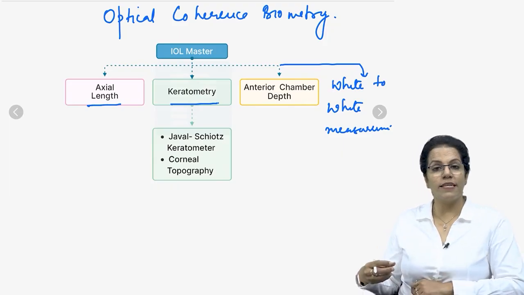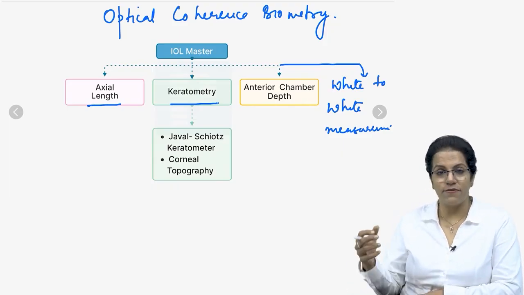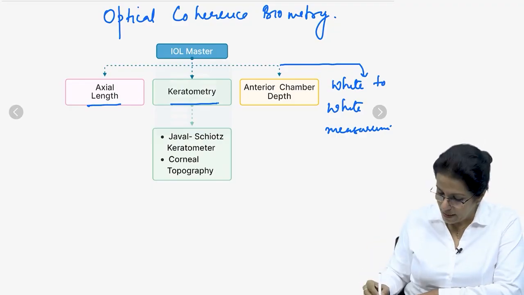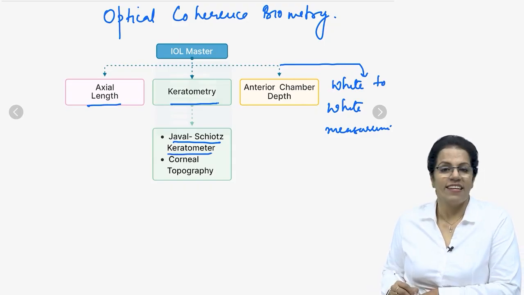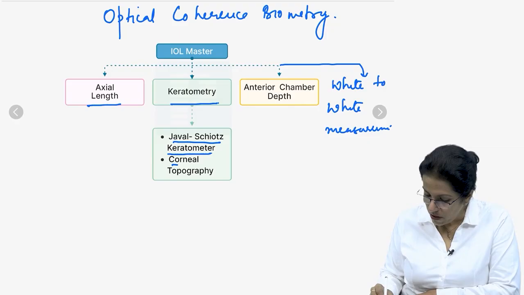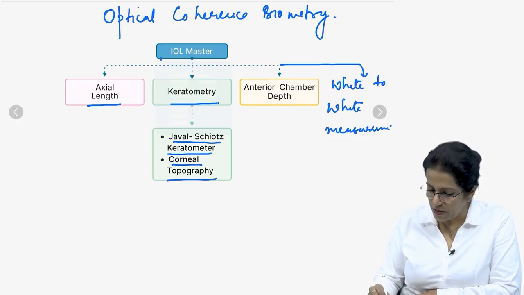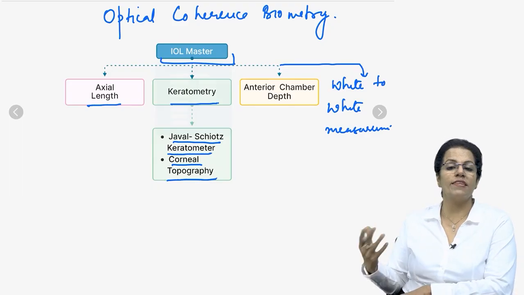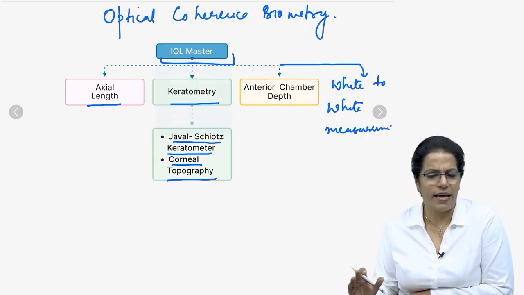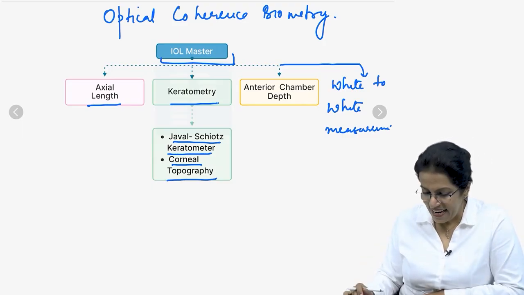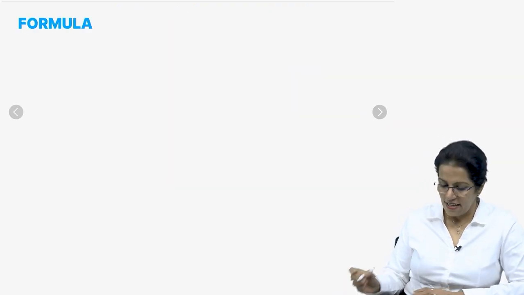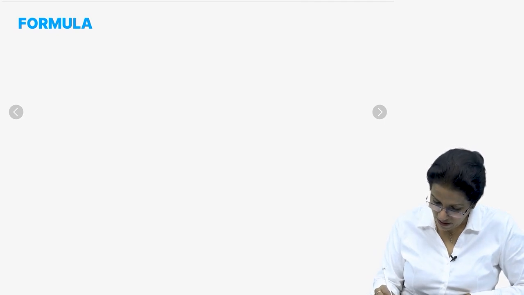And of course, keratometry, the usual keratometer, which is measuring the central optic zone of 4 mm, is called Javal-Schiotz keratometer. Second, you can do a corneal topography, and third, of course, you are using the IOL master. So these are the 2-3 ways of doing the keratometry. Anyway, whatever it is, you have taken the axial length, you have taken the biometry. Now we have to put it into a formula, isn't it? What is that? Commonly used is your SRK formula.